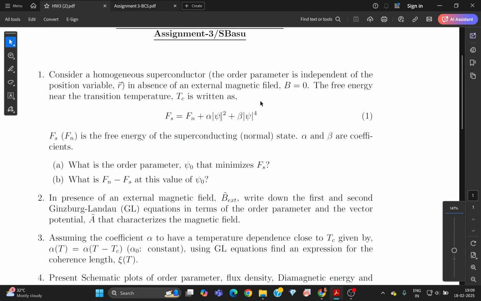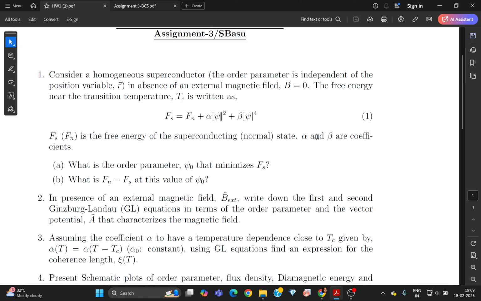The order parameter is independent of the position variable R in absence of an external magnetic field B0. The free energy near the transition temperature Tc is written as this. Fs or Fn is the free energy of the superconducting or normal state. Alpha and beta are coefficients. What is the order parameter psi 0 that minimizes Fs? Minimizes means we have to do differentiation. And what is Fn minus Fs at this value of psi 0?